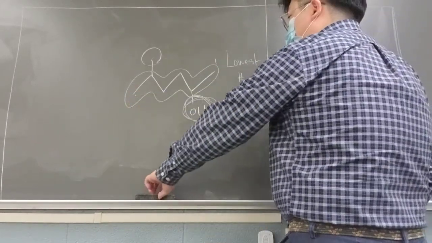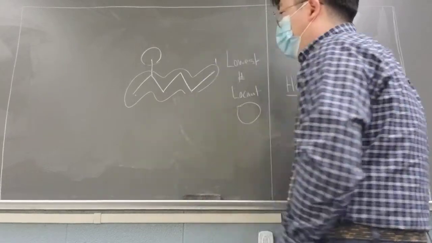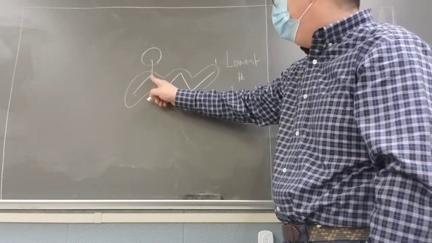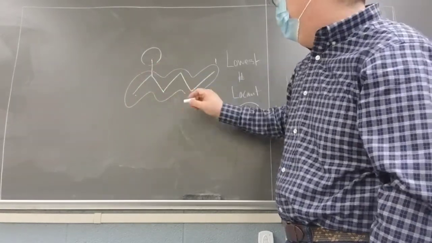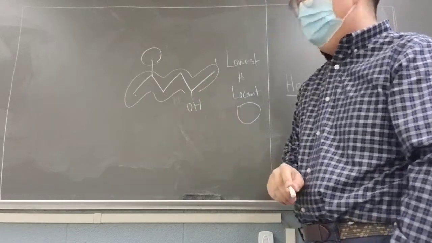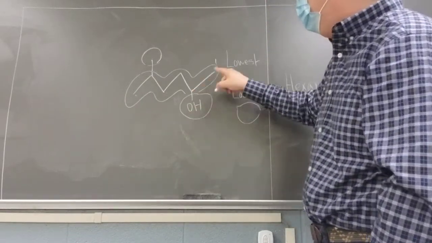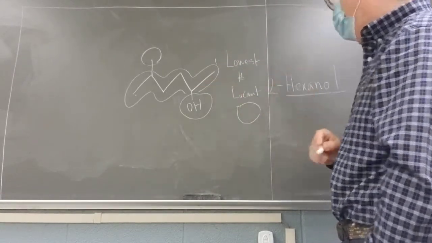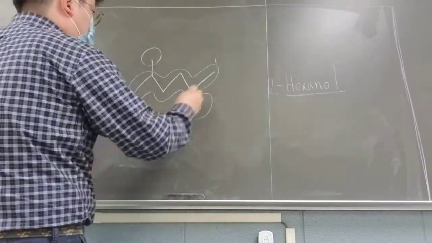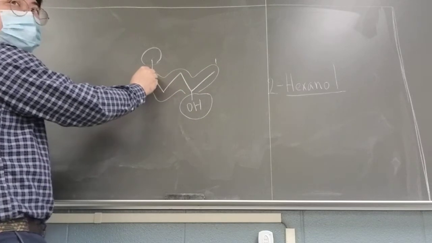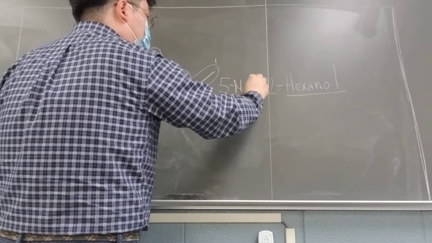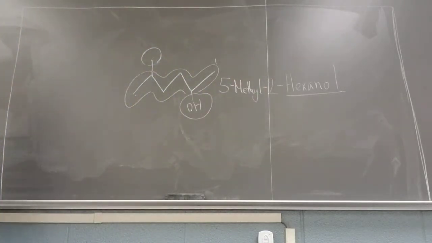Okay. So if there was nothing here, you should count the carbon from here, right? So you can have the lowest possible location number for this methyl group here, right? Makes sense, right? But because of this hydroxyl group, which is more important, I'm going to count the carbon from here. Makes sense, right? So it'll be 2-hexane. Okay. So if that is the case, that makes 1, 2, 3, 4, 5. So 5-methyl, 2-hexane. Okay. Makes sense, right?